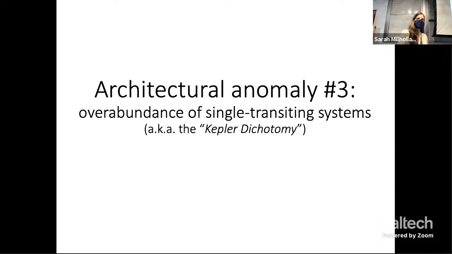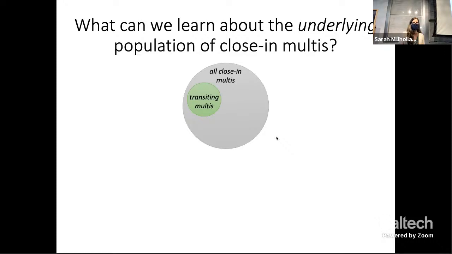So to set the stage for this, I'll note that in the talk so far, I've focused a lot on this group of transiting multiple planet systems. So that is the systems where we see two or more planets that transit the same star. But really, these transiting multis are just a subset of the larger group of close-in multi-planet systems that include systems where not all planets transit the star.